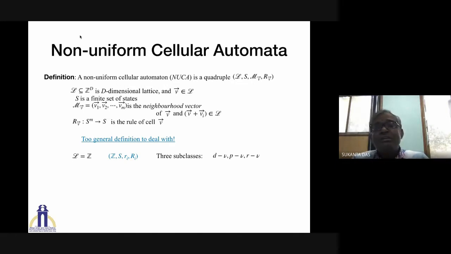So we have considered here three subclasses of non-uniform CA: d-NUCA, p-NUCA, and r-NUCA. Note that these subclasses are also defined for one-dimensional lattice only. So here I have considered L equal to Z.